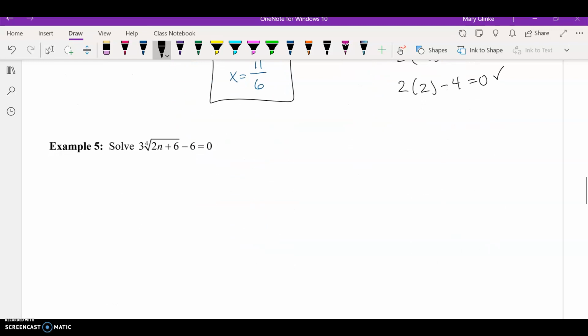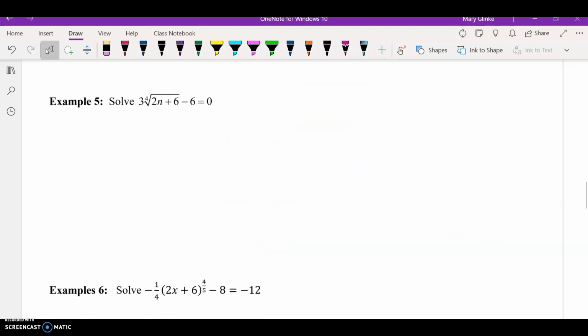Let's try another one here. Now we have the 4th root. So the same first two steps are going to go ahead and apply. So we're going to go ahead and add 6 and then divide by 3. So we add 6 and divide by 3, we get the 4th root of 2n plus 6 equals 2.